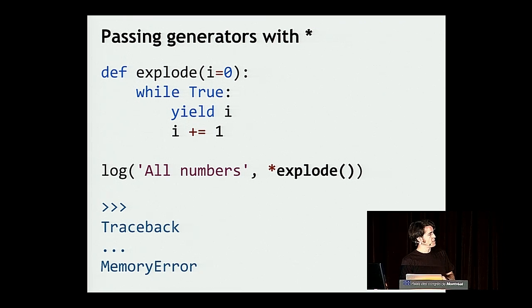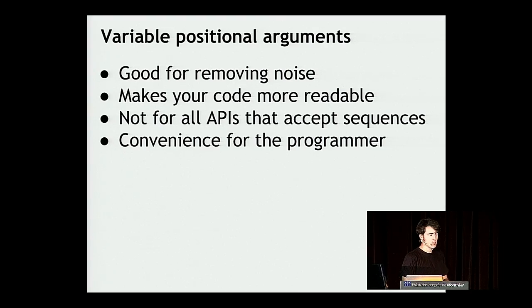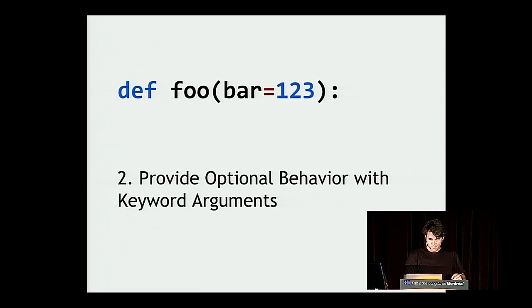So this is beware. And so the real conclusion here is that variable position arguments are really good for removing noise. It's to make your code more readable. It's not just saying, oh, all of my APIs should work on a sequence, so I'll just have it work on star args. You really should only use it for the convenience of the programmer, for the readability of your code. It's not there to be an N API versus a single call API. So that's the first one, trying to get harder and harder as they go.